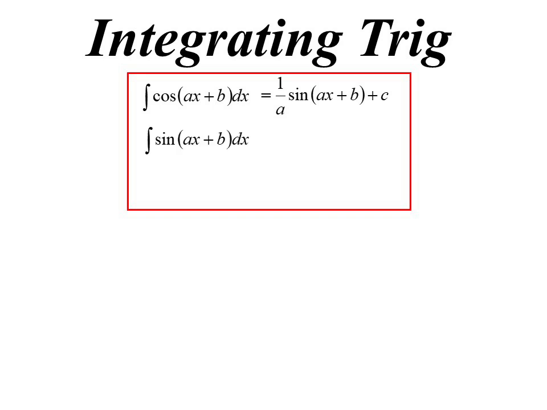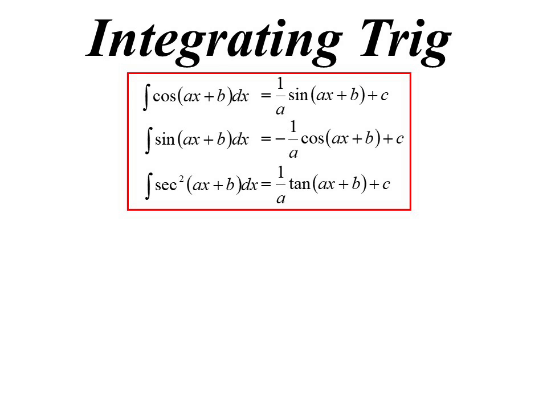And the same sort of thing happens with the sine function. When we differentiated sine we got cosine, but when we integrate sine we'll get negative cosine. And, well, integral of sec squared then goes to tan, because sec squared goes to tan. So if I want to integrate sine 3x, then sine now goes to negative cosine, so minus a third cosine of 3x.